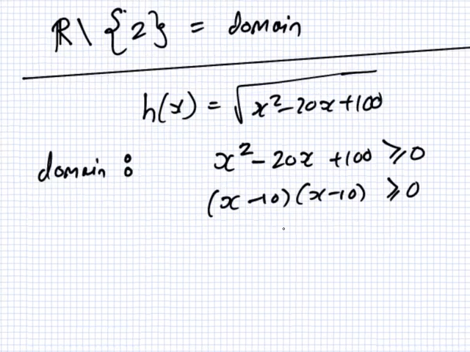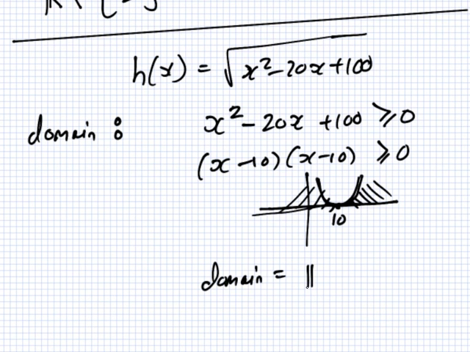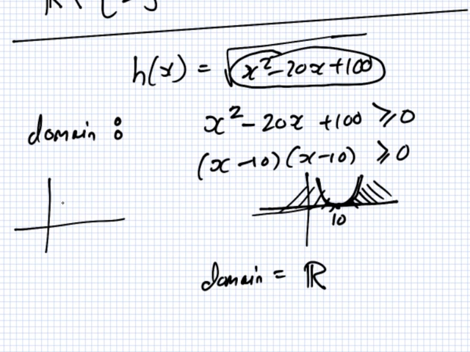x minus 10, x minus 10, greater than or equal to 0. So if you draw the quadratic, the way I do it is we mark off the 10s here and draw the quadratic. And the good news is we can actually use everything, because everywhere the quadratic is above the axis. So in fact, the domain here is all real numbers. The quadratic stays positive. If it didn't, we would only use part of it, for example if it turned out to be something like this.